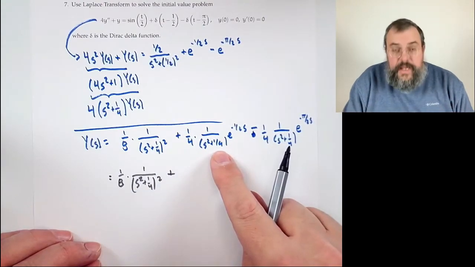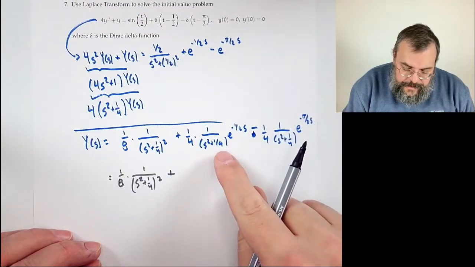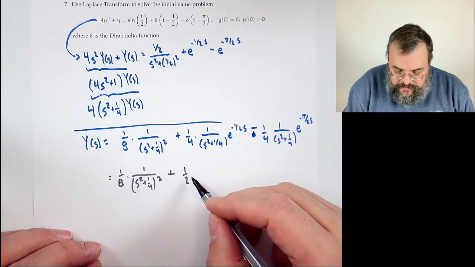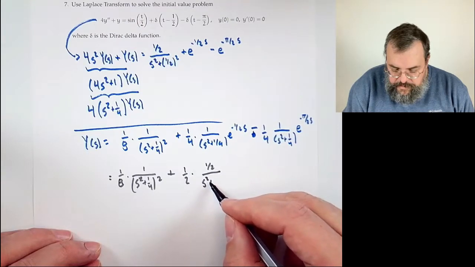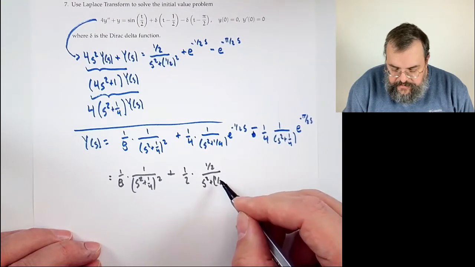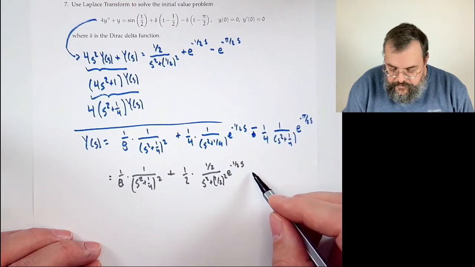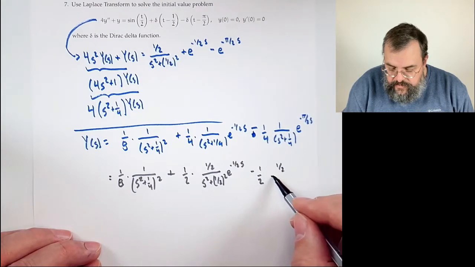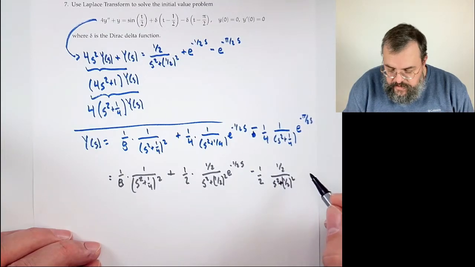Now, we want to make this of the right form. Well, what that means is we want to have a half upstairs. So we're thinking of this as a 1/2 times (1/2)/(s squared plus a half squared), e to the minus 1/2 s. Do the same thing here. Minus 1/2, (1/2)/(s squared plus 1/2 squared), e to the minus pi halves s.